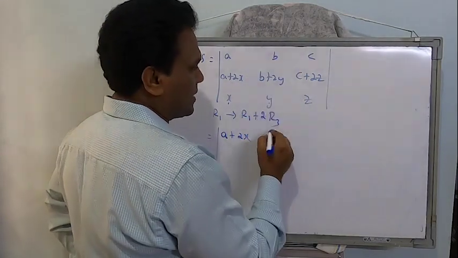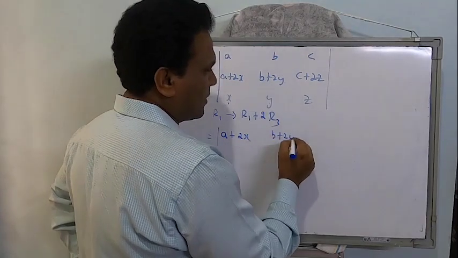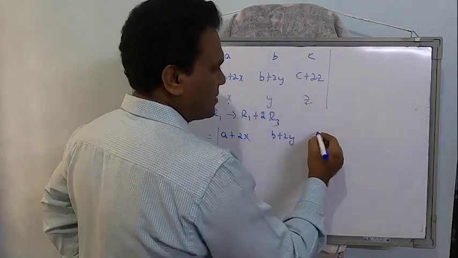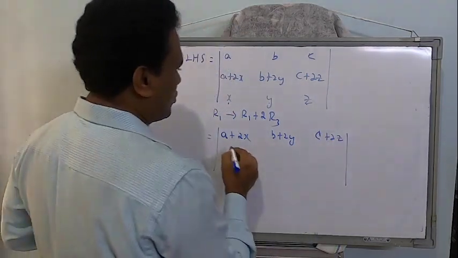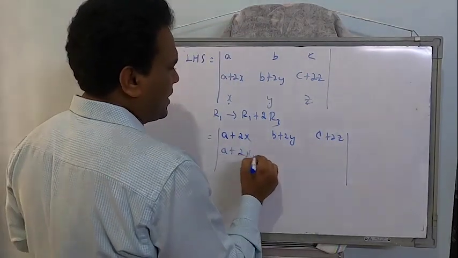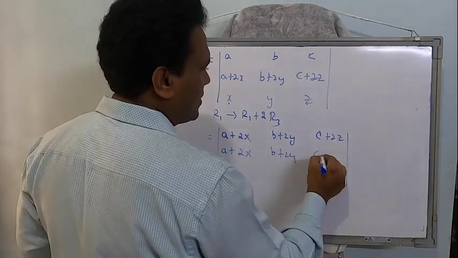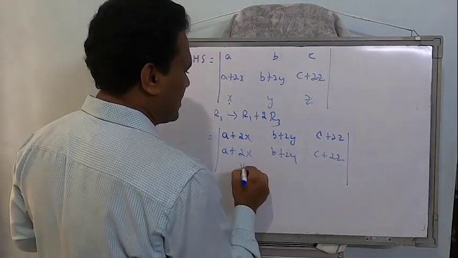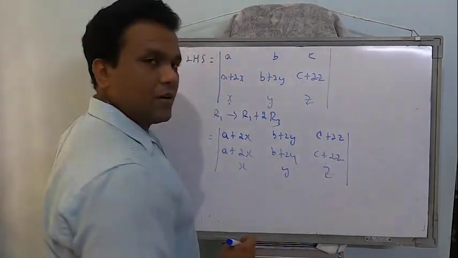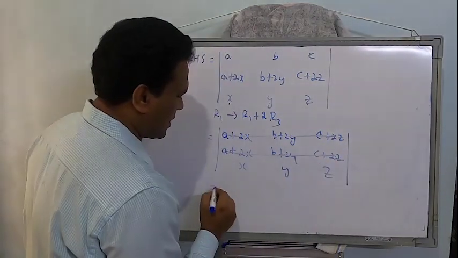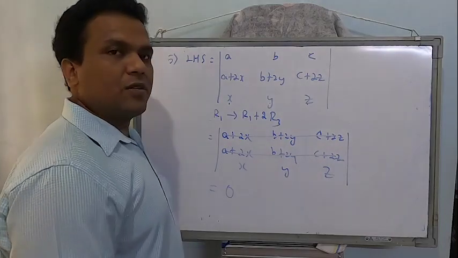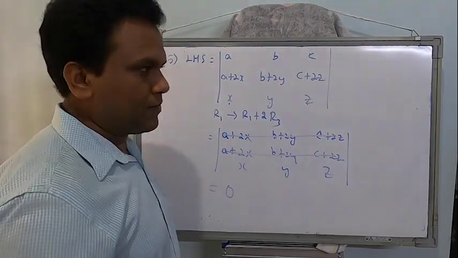R1 plus 2 times R3, that becomes B plus 2y. R1 plus 2 times R3, so that becomes C plus 2z. No change here: A plus 2x, B plus 2y, C plus 2z. And the next, x, y, z. Just observe, my second row and the first row are identical, hence the value of the determinant will be 0.